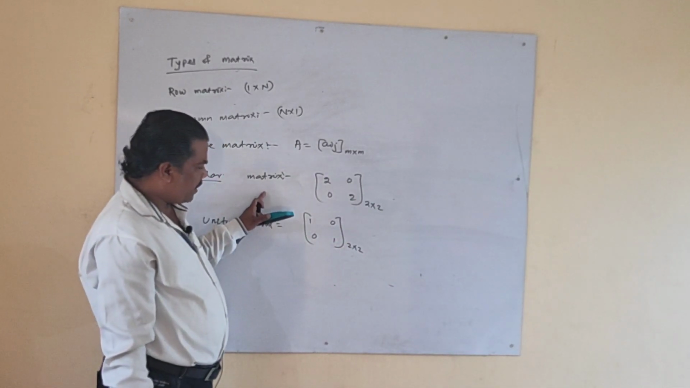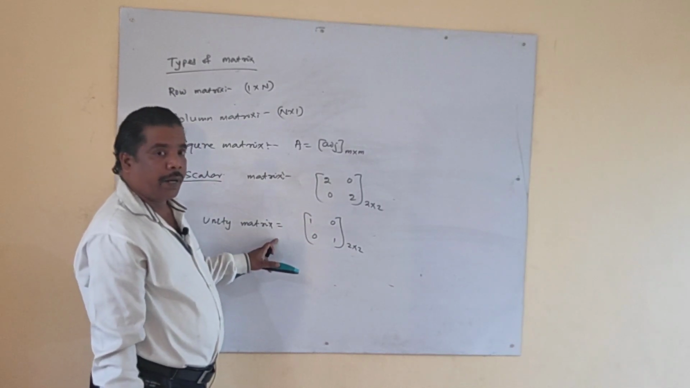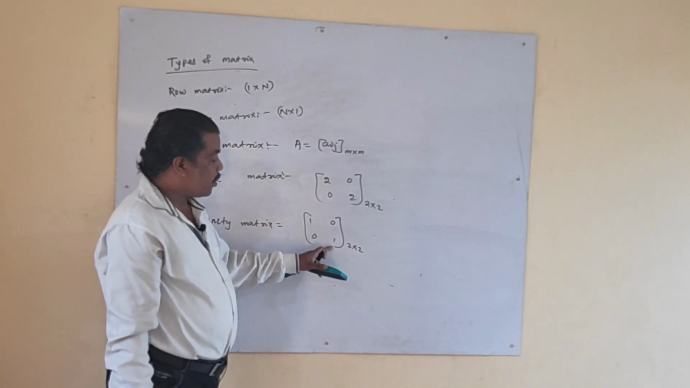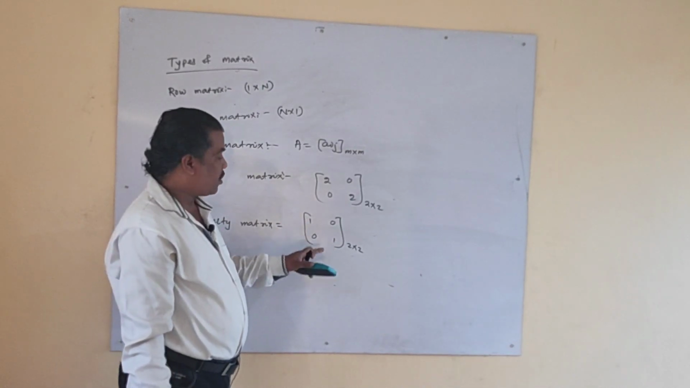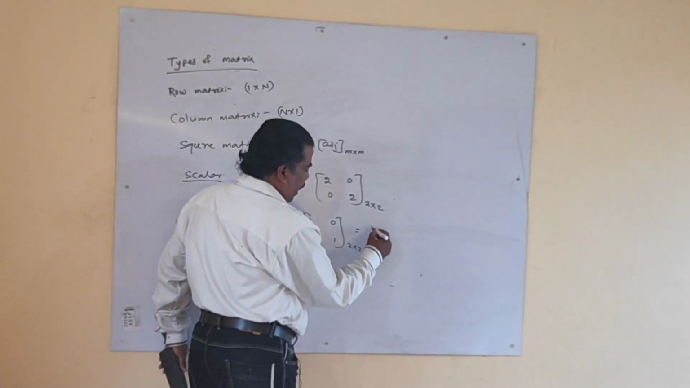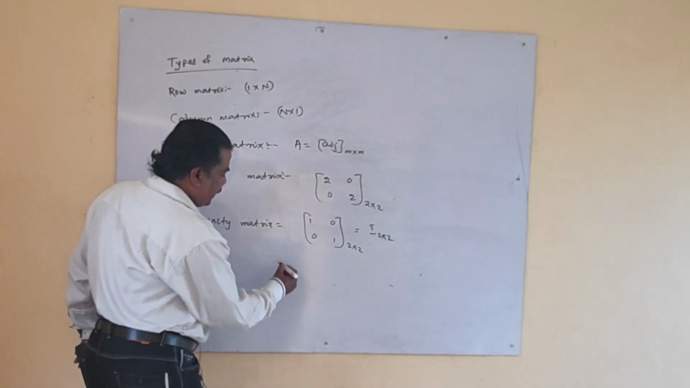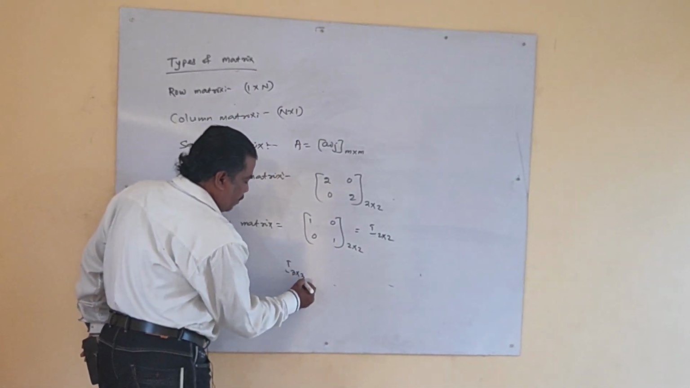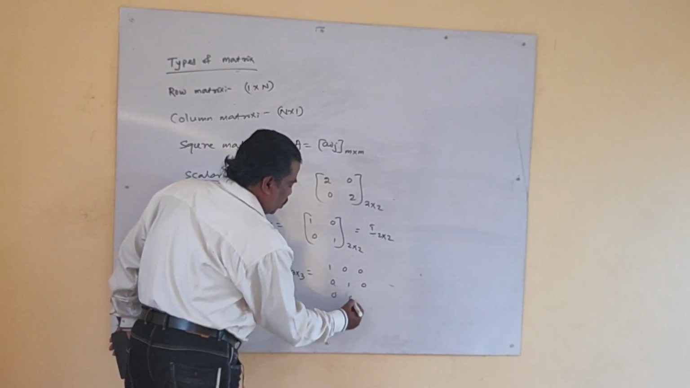So a scalar matrix or diagonal matrix is called a unit matrix, provided the elements are equal to unity. If elements are equal to 1, then it is called a unit matrix, and it is denoted with the symbol I 2 cross 2. Similarly, I 3 cross 3 is also an example of a unit matrix: 1 0 0, 0 1 0, 0 0 1.